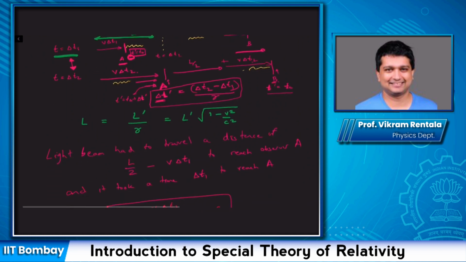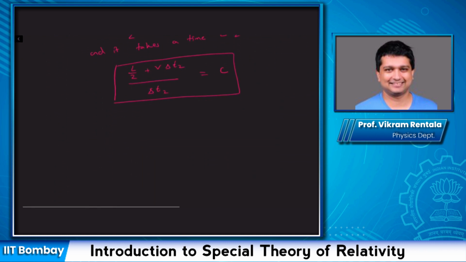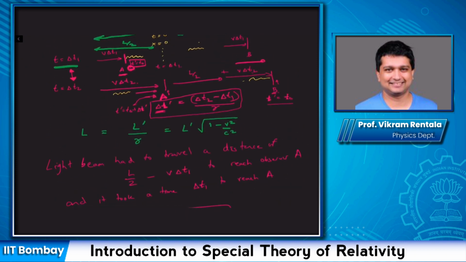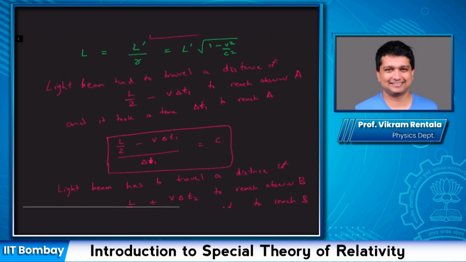So let's work out what that phase offset delta T prime is. So delta T prime is the phase offset of the train clocks as measured by the ground observers. And this phase offset would just be equal to delta T2 minus delta T1 divided by gamma.